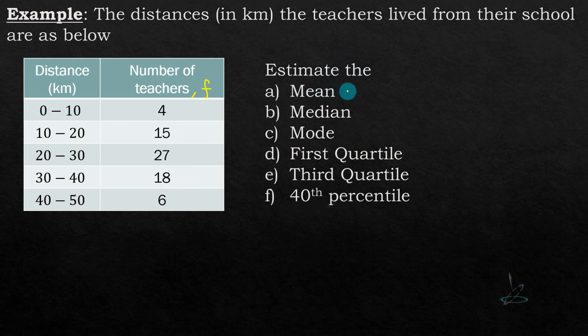So we have to estimate the mean, the median, the mode, and then the first quartile, third quartile, as well as the percentile. So this is what we have to learn today: mean, median, mode, quartile, and percentile. Okay, so let me proceed with the mean.